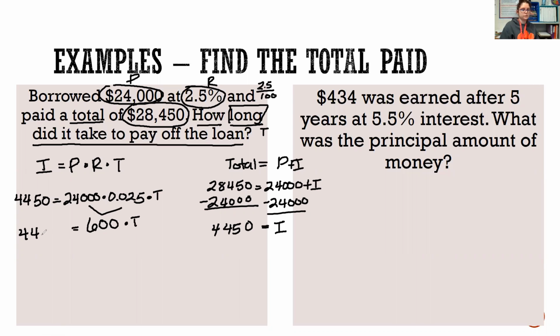So 4,450. We're going to undo our multiplication with division. So 4,450 divided by 600 gives us that t equals, and because this is time, I'm just going to round to the nearest whole number. So I have 7.4, which would round to just 7 years. So it will take about 7 years to pay off this total loan.